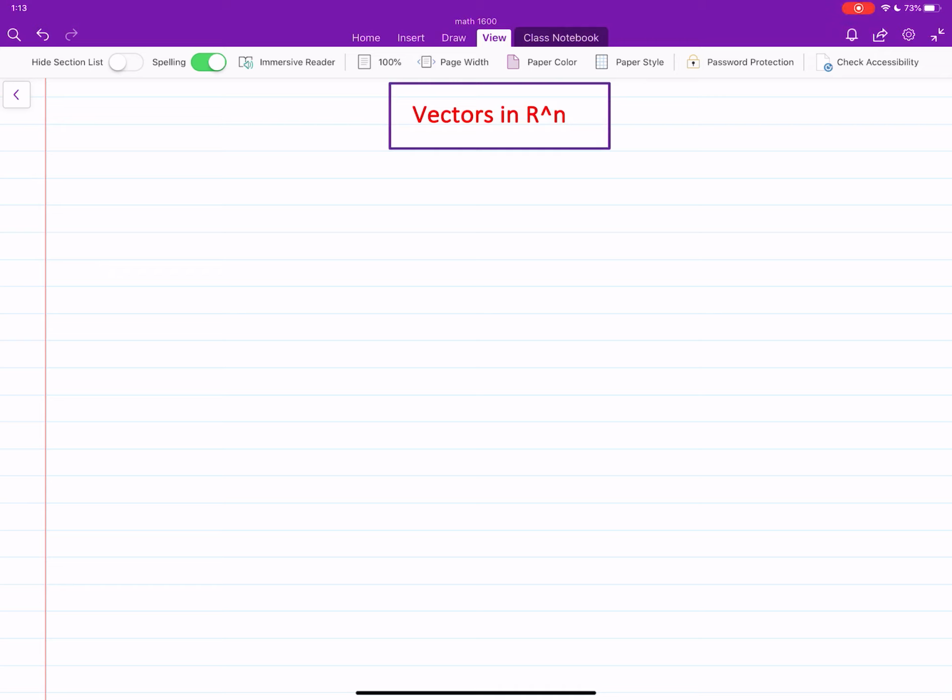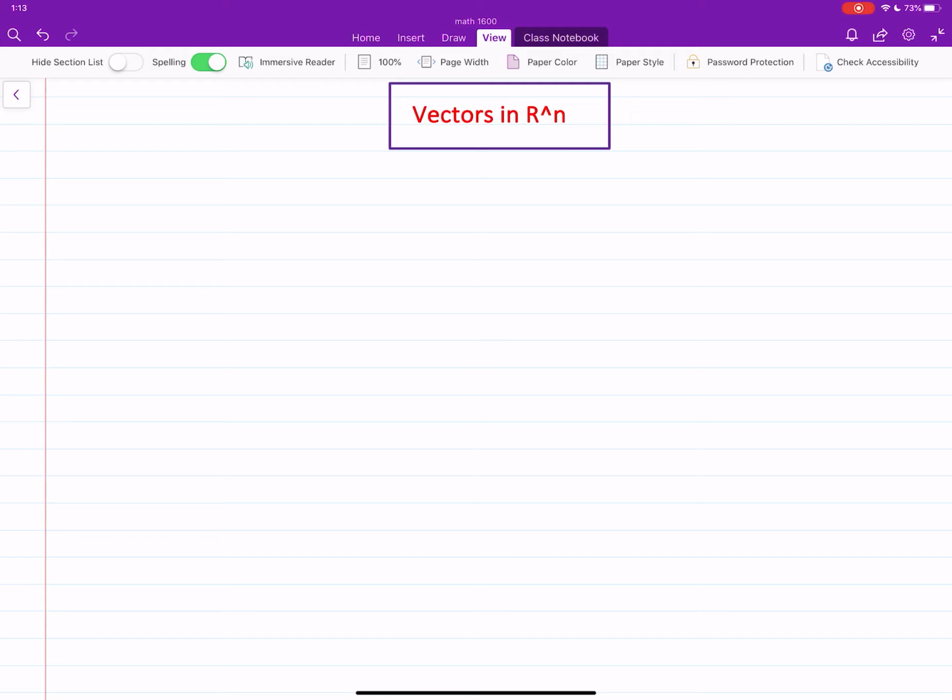Hi, in this video we will learn a generalization of vectors in the plane. In the plane, the vectors and points had only two components, but we can have vectors with n components. That is called the space Rn. We will see that vectors with n components also have the operations we define for vectors in the plane, and we will study the properties of those operations.